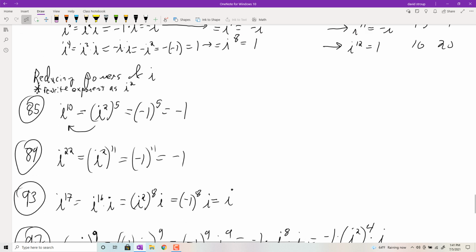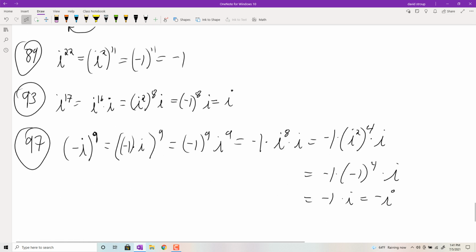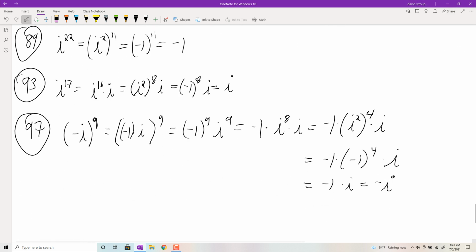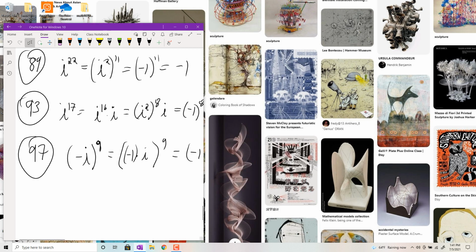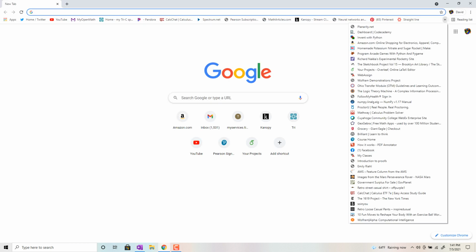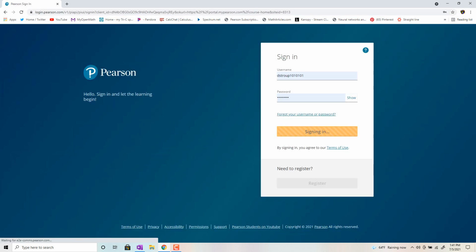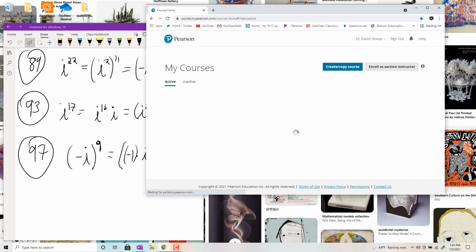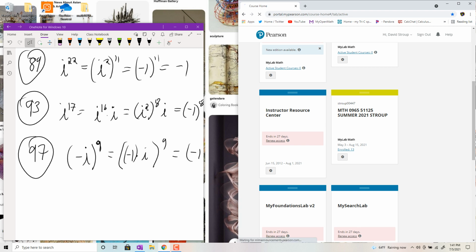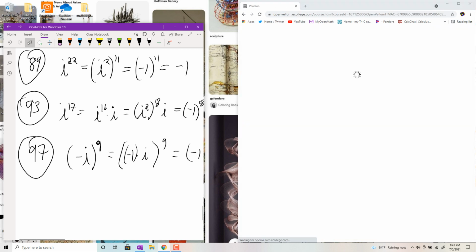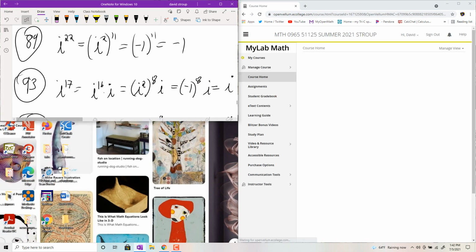Okay, so that's the complex numbers and the imaginary numbers. Let me zip into my MyMathLab and see if there's anything crazy you need to worry about. I haven't looked at my MyMathLab yet. I apologize. Let's see, where are you, Pearson? There you are. So as usual, this part at the end here is optional for you to watch.